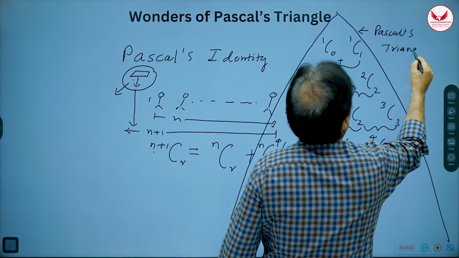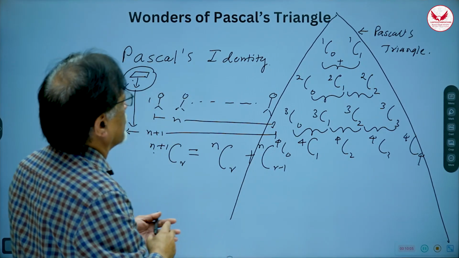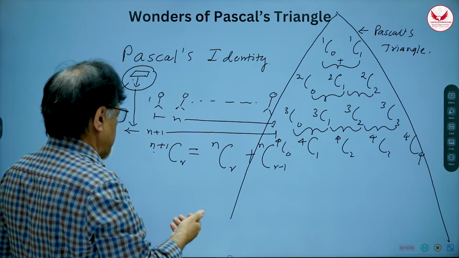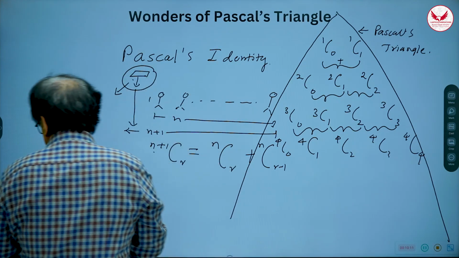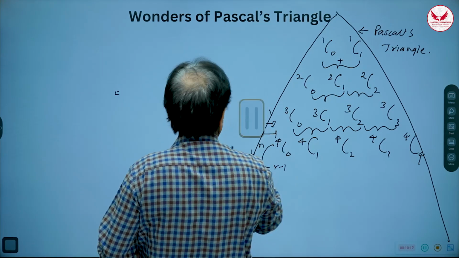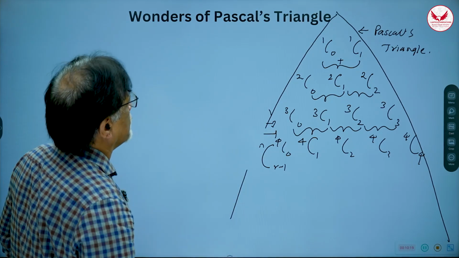Pascal's triangle. Now, let us examine what Pascal's triangle is in numerical form. This we have done in the form of nCr. Okay, fine. So now we'll do it using a numerical form. Let us see what is 1C0.